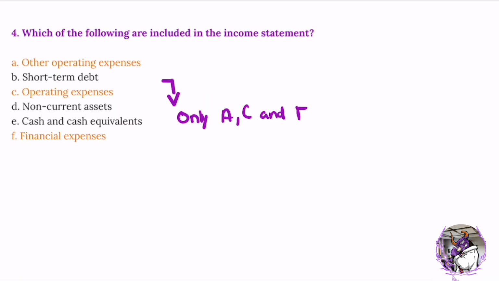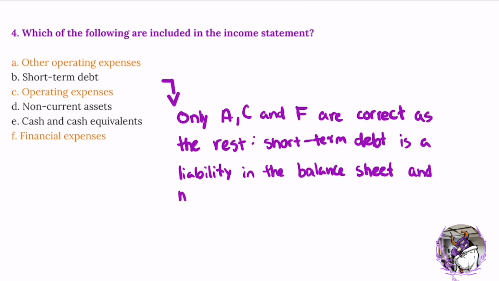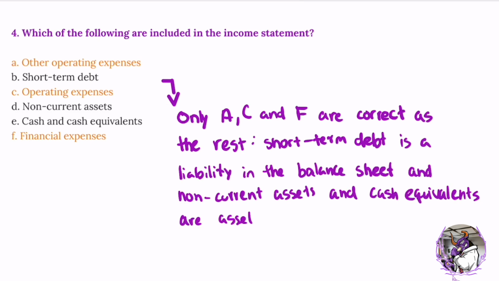Question number 4. Which of the following are included in the income statement? So for this case, only A, other operating expenses, C, operating expenses, and F, financial expenses are the correct ones. Because B, short term debt, is a liability in the balance sheet, and D, non current assets, and E, cash and cash equivalents, are assets. Therefore, they're not in the income statement.